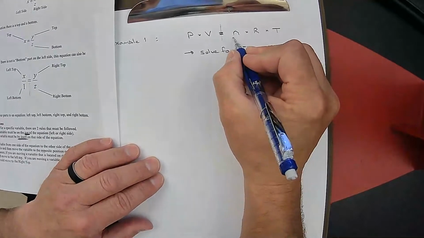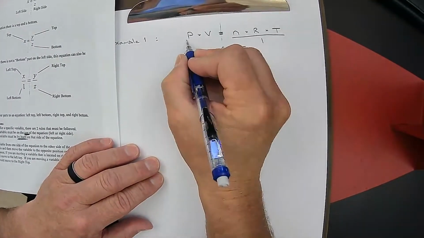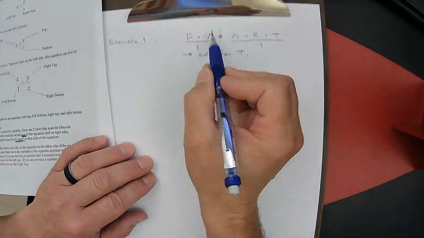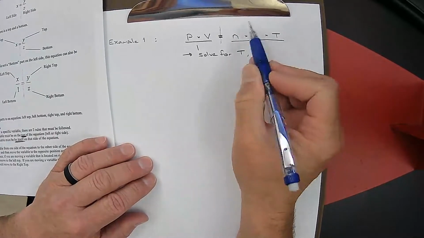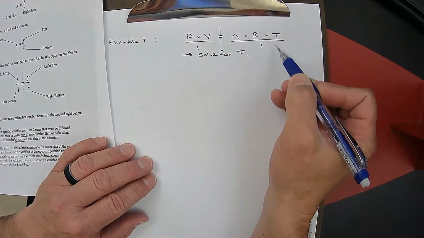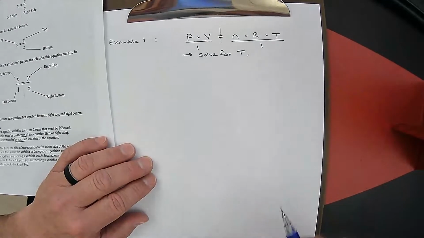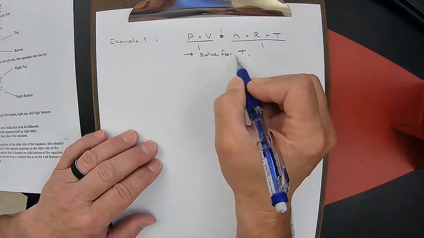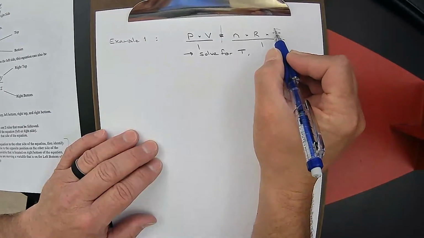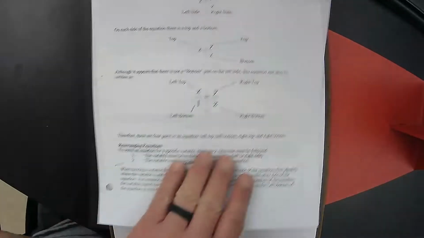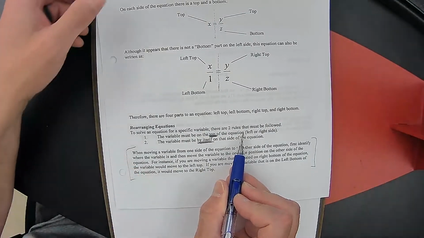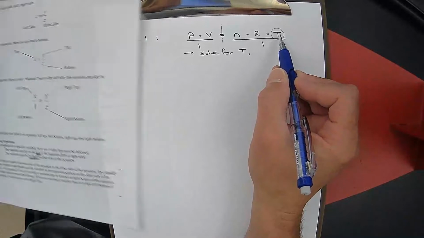We could also take this side and divide it by 1 and divide this side by 1, and it would not change anything. When we do that, you can clearly see there's a left side and a right side, and the right side has a top and bottom, and the left side has a top and bottom. The variable that we're trying to solve for is temperature, which is right here. And rule number 1 is the variable we're trying to solve for must be on top of the equation. It doesn't matter whether it's the left side or right side, it's got to be on top. It's already on top, so I don't need to move this.